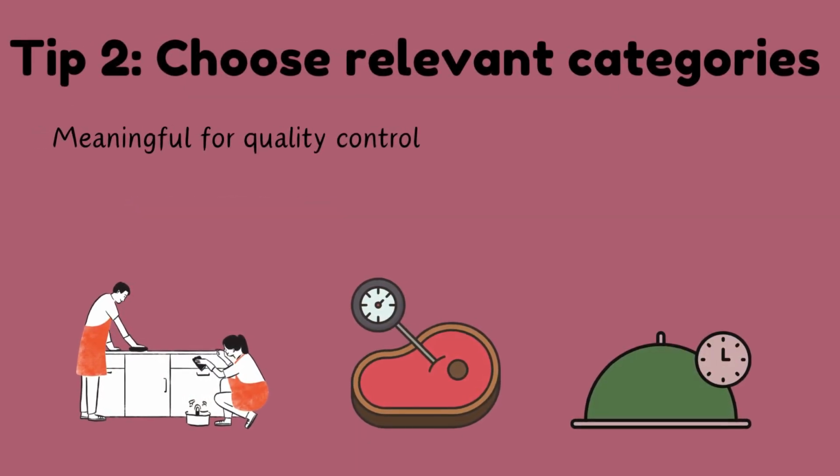Tip 2. Choose data categories that directly relate to aspects you want to monitor. These categories should provide meaningful insights into the quality of the process, of course. For example, a simple checklist for a restaurant quality control check sheet might include categories like kitchen hygiene, food temperature, and service speed.